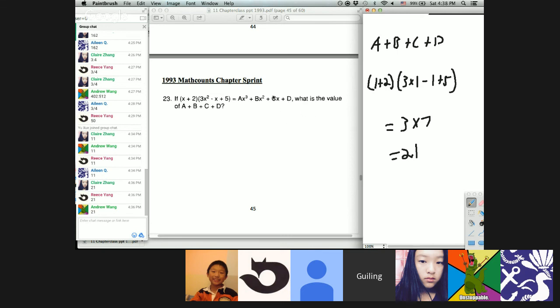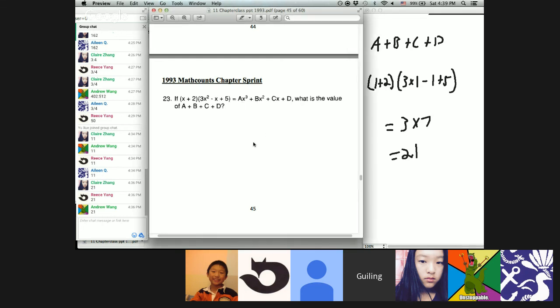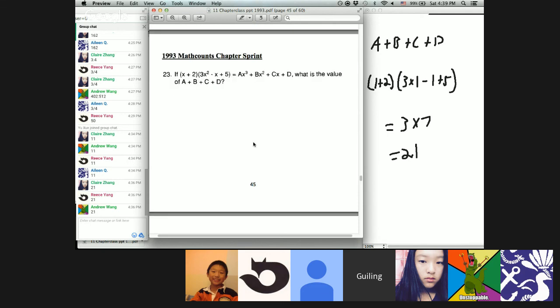If you see anything that's asking for the sum of the coefficients, just set x equal to 1, and you'll get the same result. So again, set x equal to 1, it just equals a plus b plus c plus d. So an easy way to do problems like this. Got it?